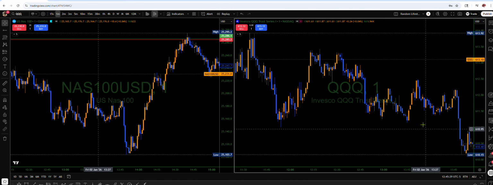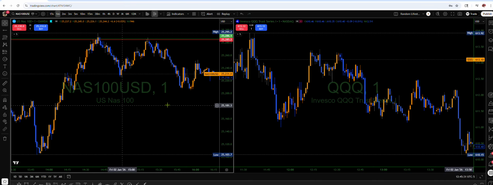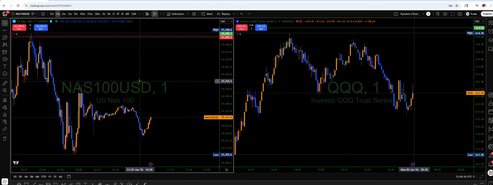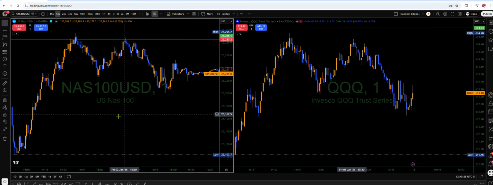Same to this, it came down and it just started riding. It just started riding below. Literally everything is the same way.